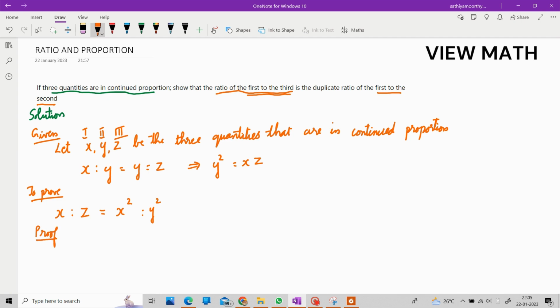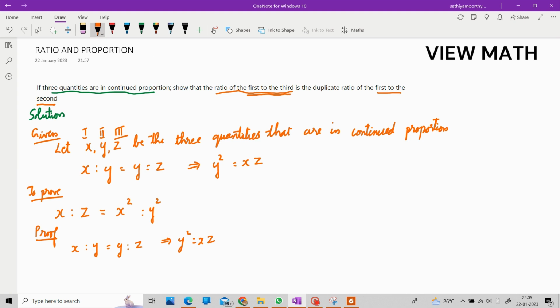Proof. Now what is given, from that I am going to prove x is to z is equal to x square is to y square. We know x is to y is equal to y is to z, and we also know that y square is equal to xz. This implies y square is equal to xz.